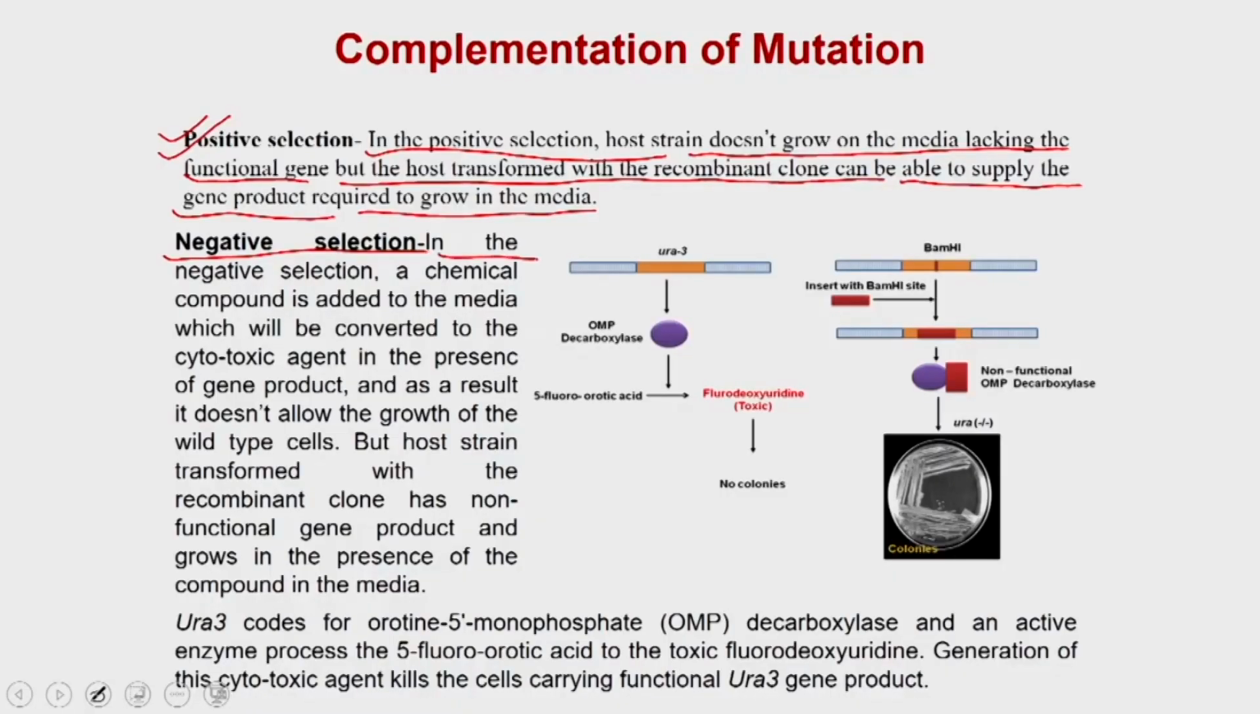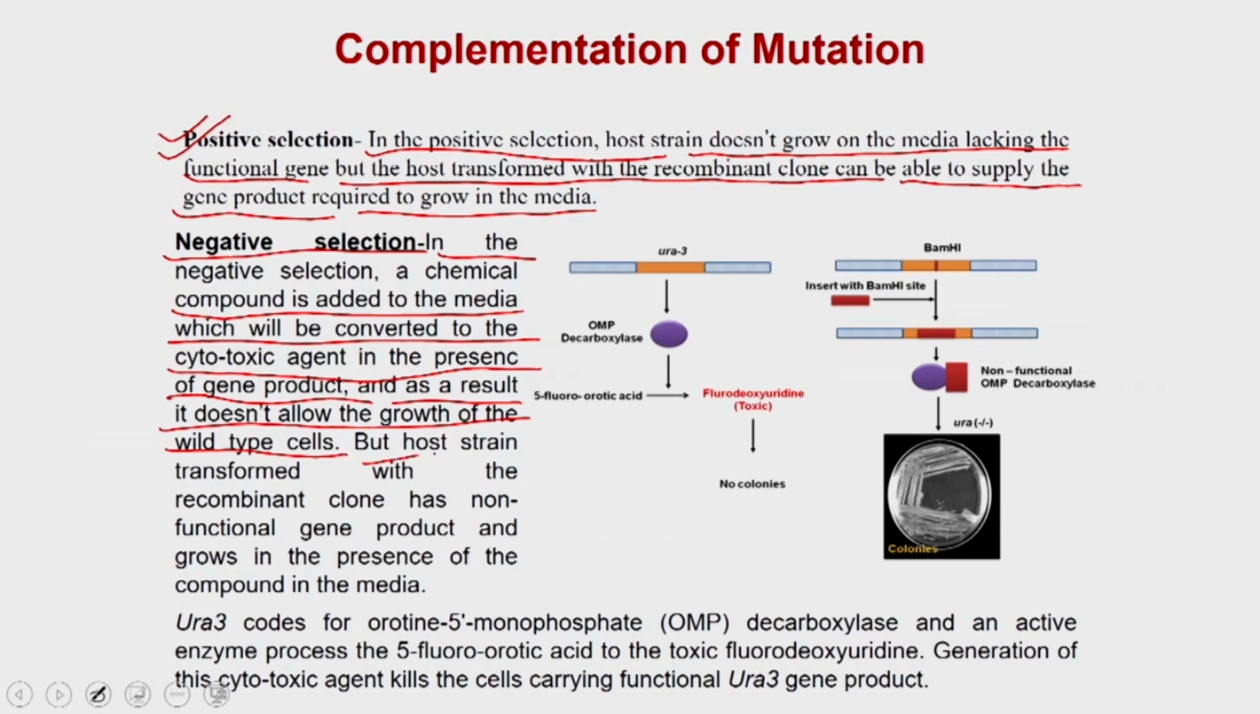In the negative selection, a chemical compound can be added to the media, which will be converted to a cytotoxic agent in the presence of the gene product, and as a result it does not allow the growth of the wild type cell. This means the wild type cells are producing an active enzyme, and to this active enzyme you can add a chemical that is going to be converted into a cytotoxic agent, and then because the enzyme is active, the wild type is going to get killed.